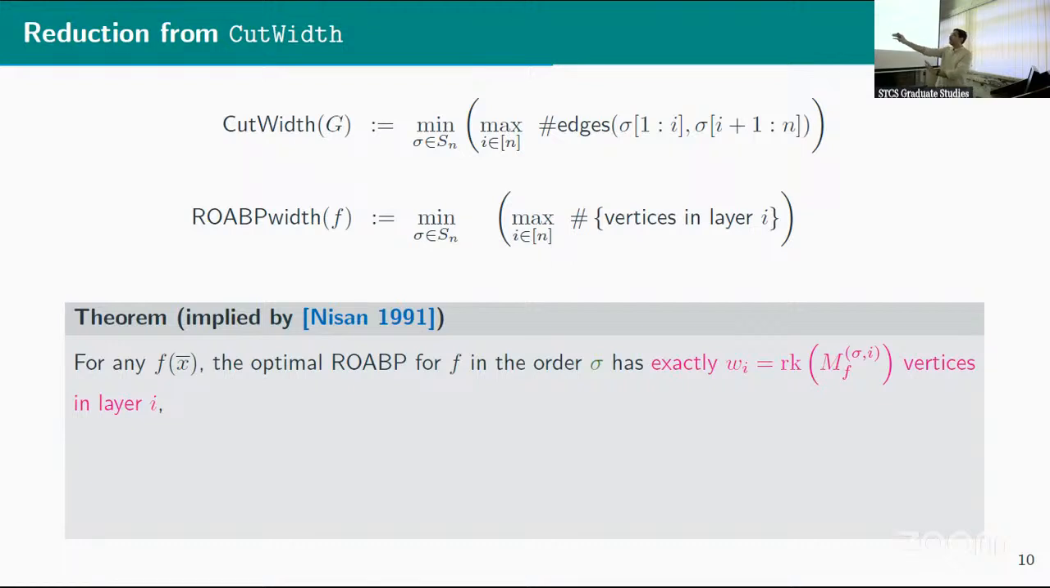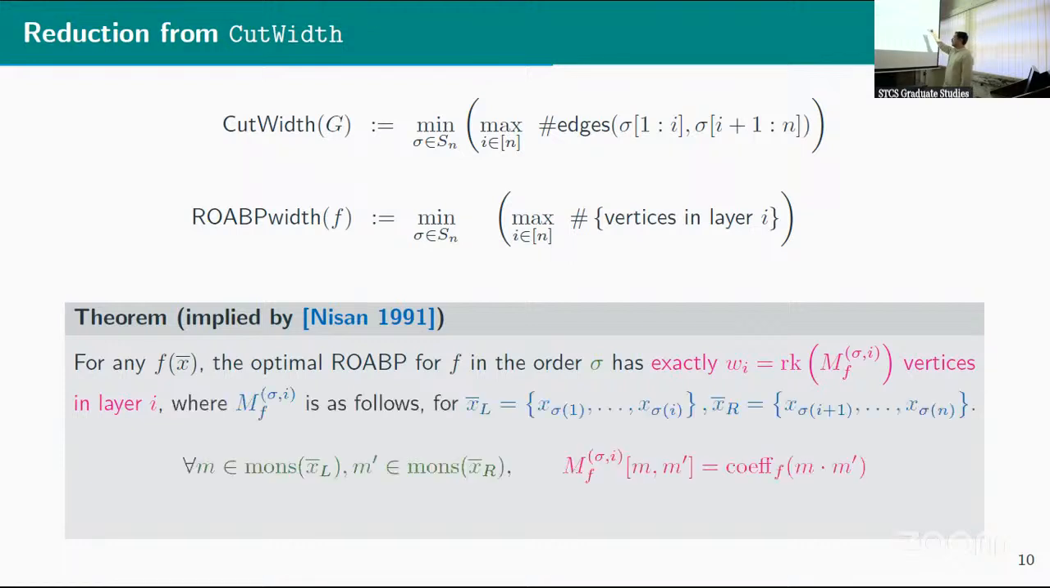So basically for any polynomial f, the optimal ROABP for f in an order sigma will have exactly these many vertices. There is some matrix that you draw with respect to f and sigma and i. I'll define the matrix, but the rank of that matrix is exactly the number of vertices, right? No other factors, it's exactly the rank. This matrix is motivated from the communication matrix, and so you don't need to conjecture it is true here. The rank conjecture is true.